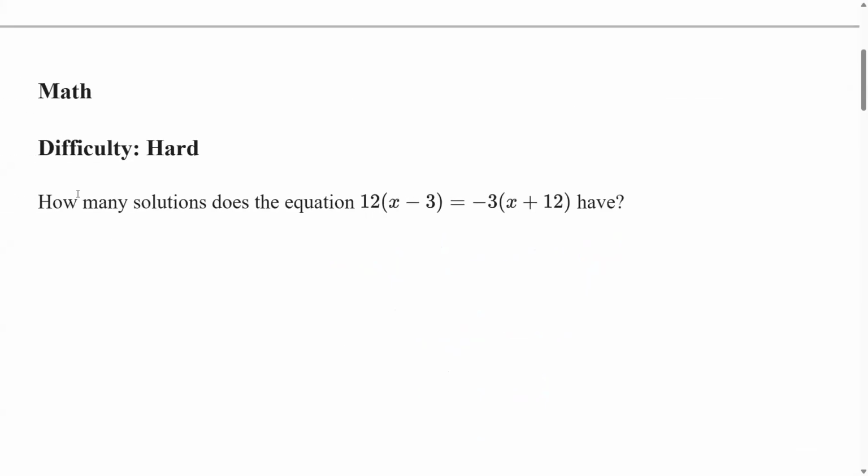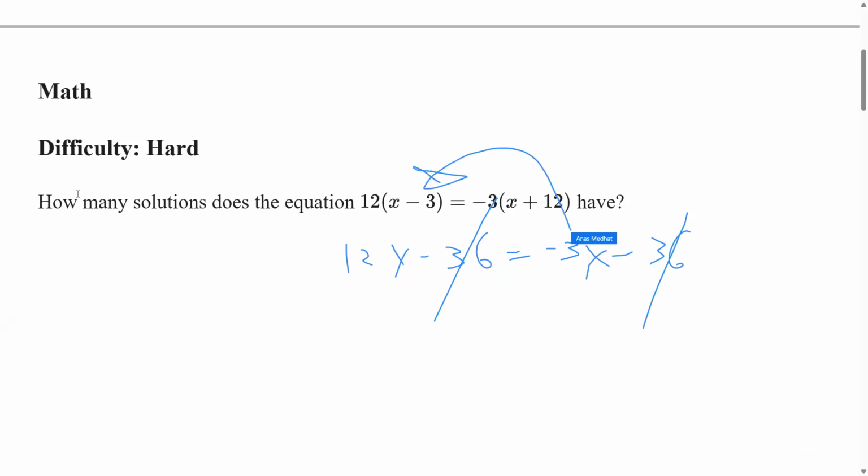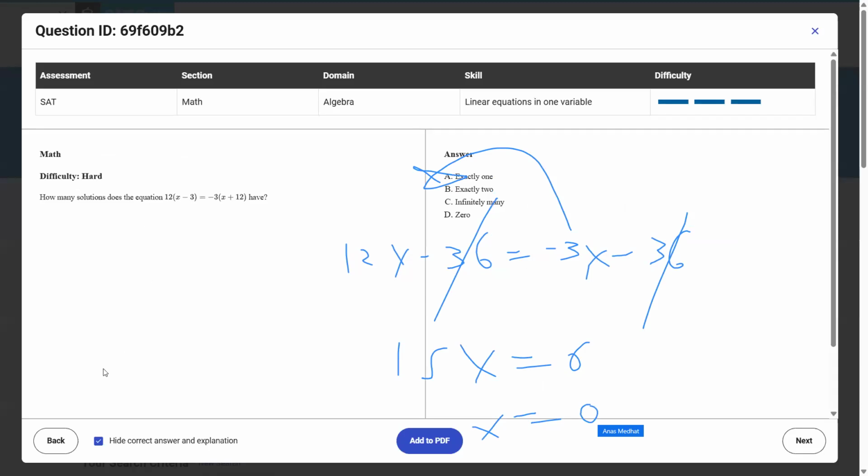How many solutions does the equation have? Let's solve. 12x minus 36 equals minus 3x minus 36. Those two will cancel out. This will go to the other side. So we'll have 15x is equal to 0. So x is equal to 0, and it has only one solution. Exactly one solution.